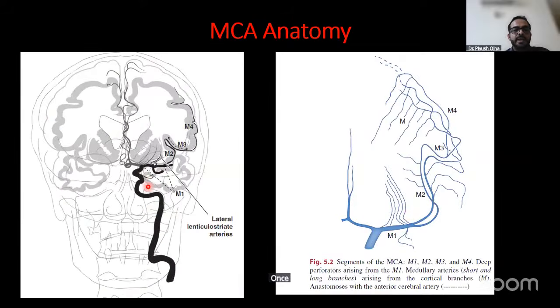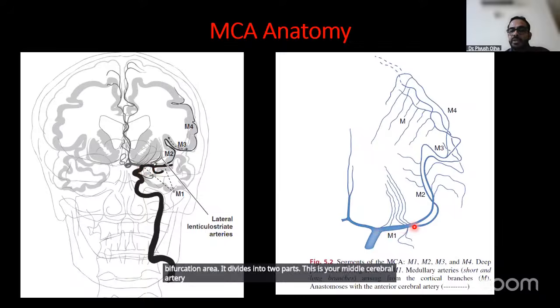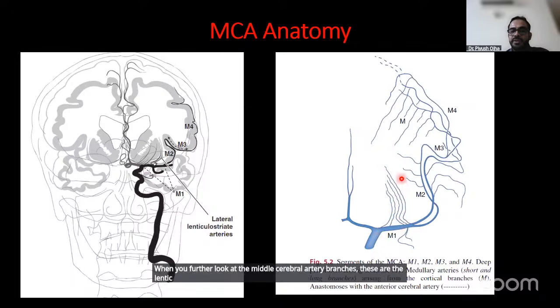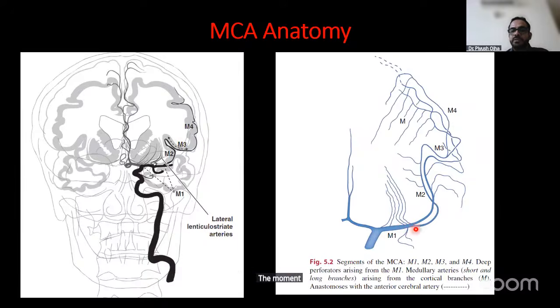Once your internal carotid artery reaches the bifurcation area, it divides into two parts. This is your middle cerebral artery. When you further look at the middle cerebral artery branches, these are the lenticulostriate perforators, which are very important. And then after bifurcation, the moment it takes a turn into the insula, it divides into M2 and then further distal branches.